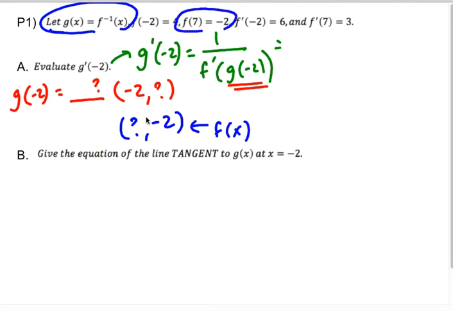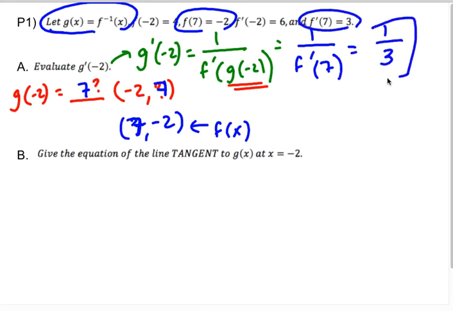Oh, there you have it. It's a 7. So once I know that this is a 7, I can realize that that's the output of the g function, right? The input of the f function is the output of the g function. So I get that this is 1 over f prime of 7, right? And then I look for f prime of 7, and there it is. So I get 1 over 3, and that's my slope.